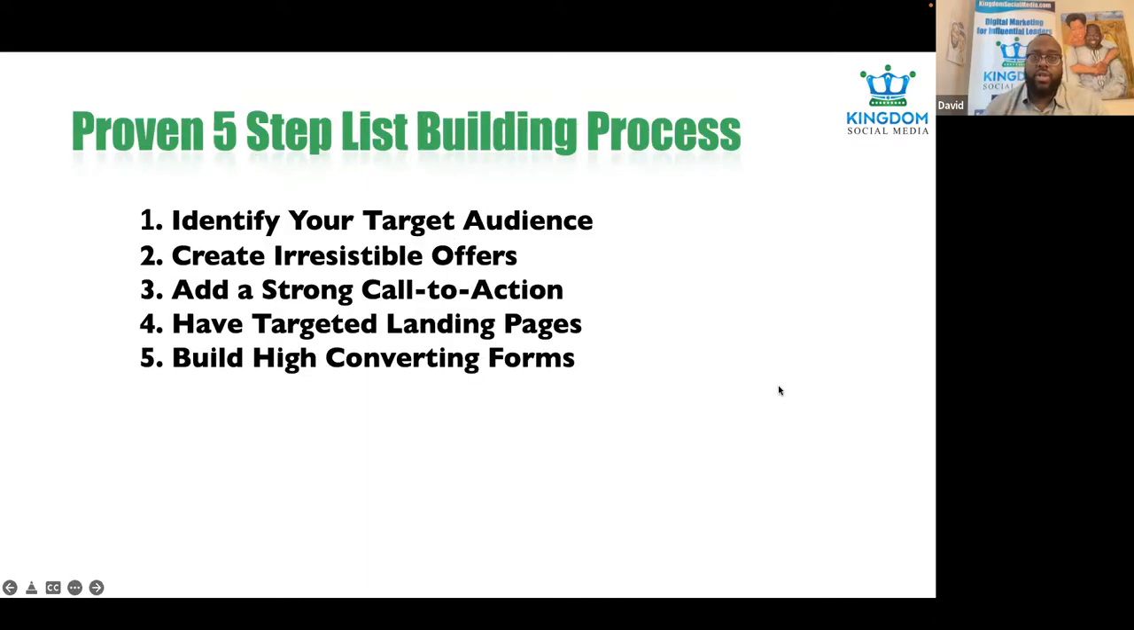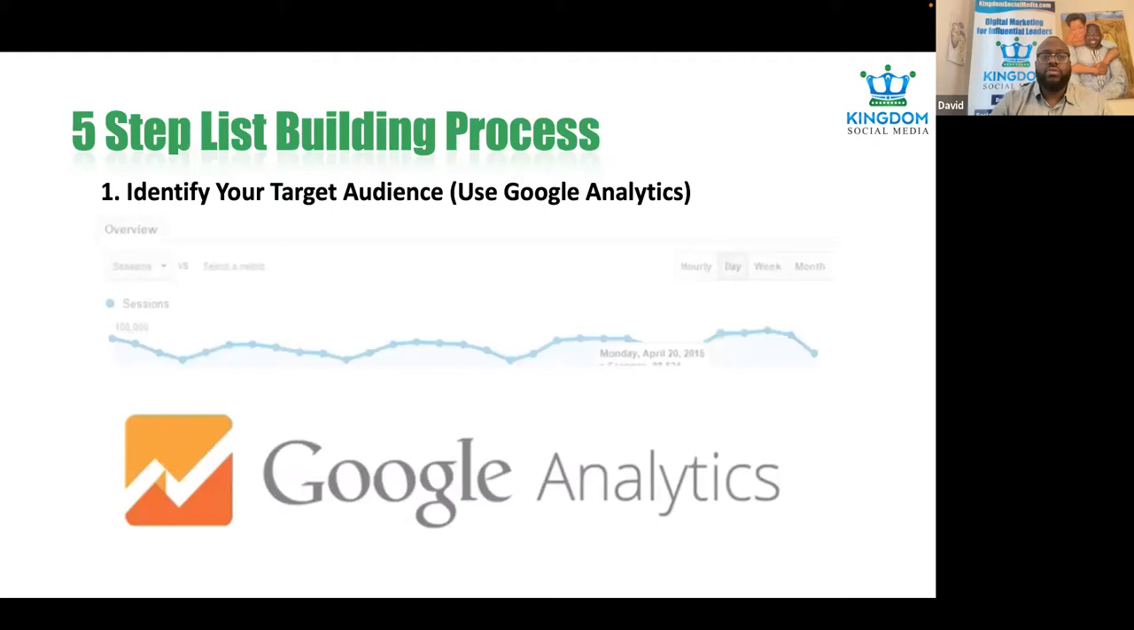So how do we do that? There's a few steps to this. There's identifying your target audience, creating an irresistible offer, adding a strong call to action, a targeted landing page, and then building a high converting form. Okay, so first you want to identify your target audience.